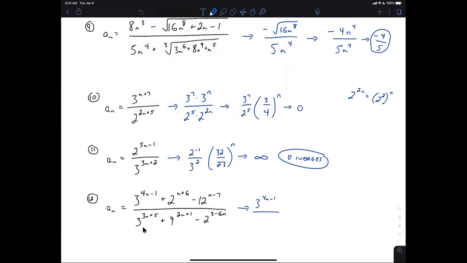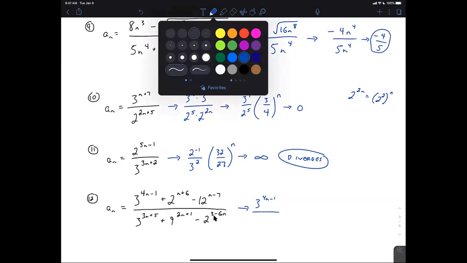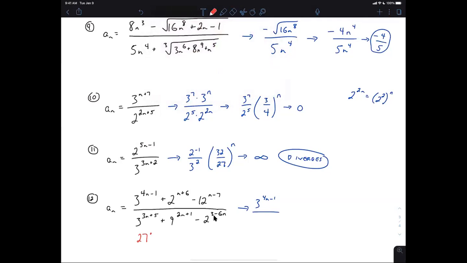And then on the bottom, I'm going to compare this one as 27 to the n, because it's 3 to the 3rd, versus this one as 81 to the n, because it's 9 squared, versus this one as 2 to the negative 6, which is 1 over 64. So we think of this as 27 to the n, 81 to the n, and 1 over 64 to the n. We pick 81 to the n, which means we pick 9 to the 2n plus 1. Questions on that?